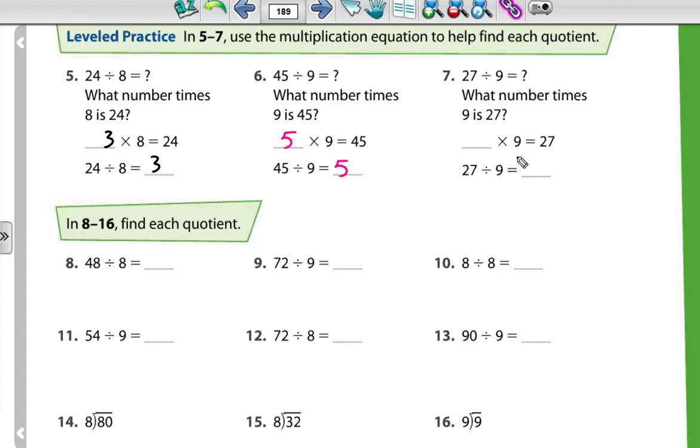Hassan? Yes. What times 9 equals 27? Quickly. 3 times 9, so 27 divided by 9 equals 3. Thank you, Yusuf. Sorry, Yahya. The other Yusuf is not here. So, Yahya? Yes, teacher. Okay, go ahead.